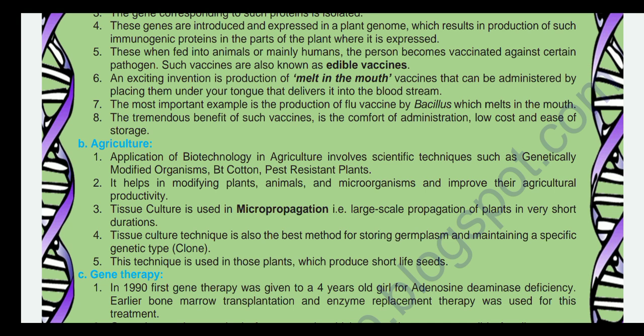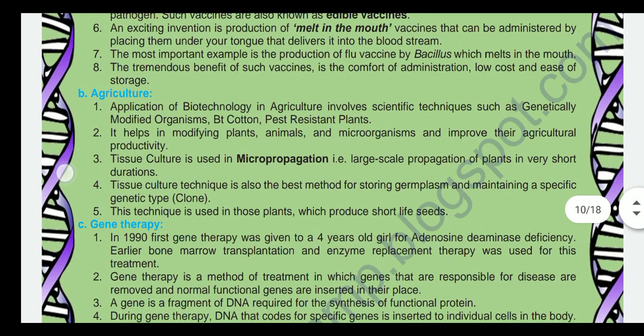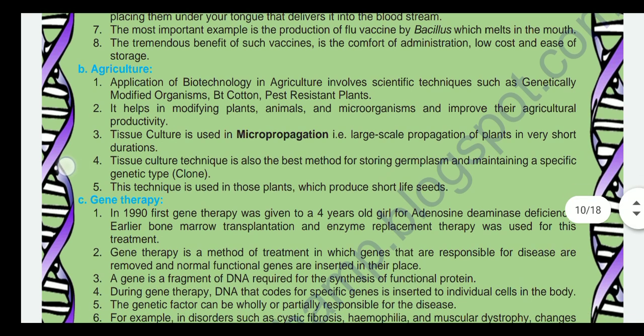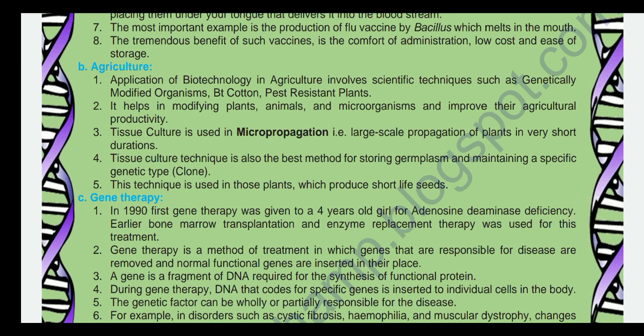An exciting invention is the production of melt in mouth vaccine, that is a vaccine that can be administered by placing it under your tongue and delivers it into the bloodstream. So the most important example is the production of flu vaccine by Bacillus, which melts in the mouth, so directly taken in the mouth and directly reaches the blood. The tremendous benefit of such vaccines is comfort of administration, low cost and also ease of storage.